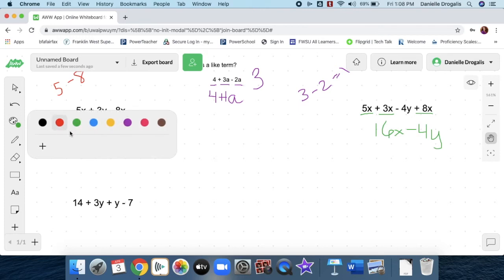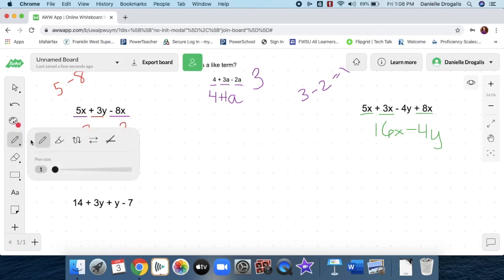So let's take a look at this last one. We have a 14. That's a constant. We scan through. We have a negative 7. That also is a constant. So they can come together as 14 subtract 7 gives us 7.